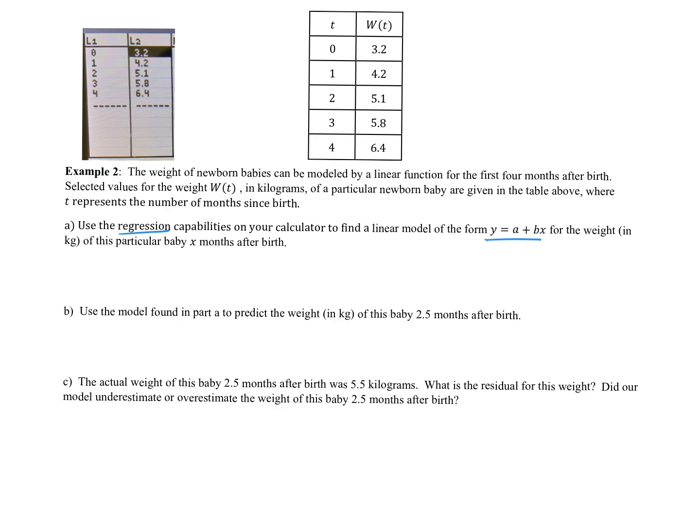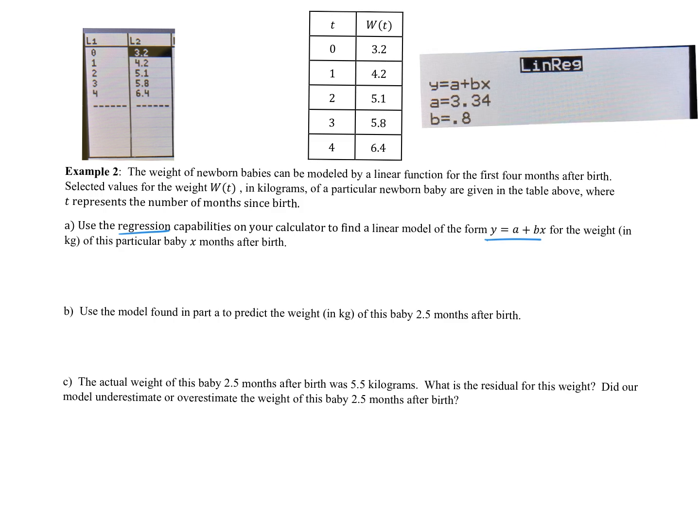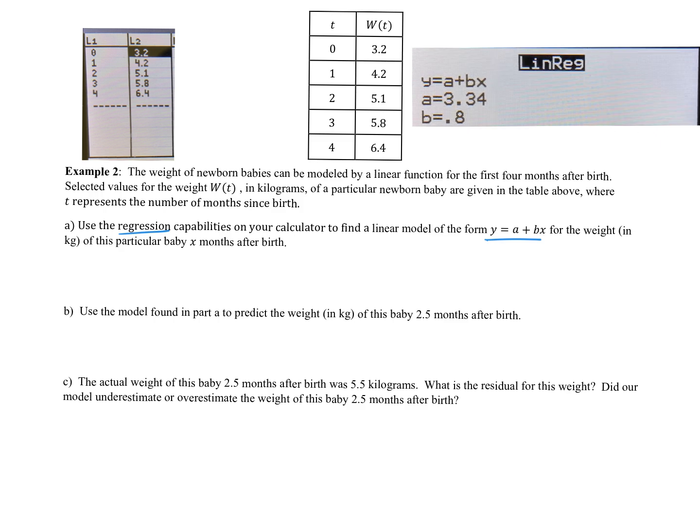All right, and so now we have our a and our b like that. Okay. And so now we end up having y equals 3.34 plus 0.8 times x. All right. And so now part B.